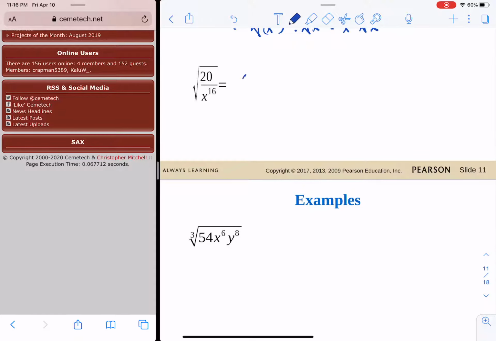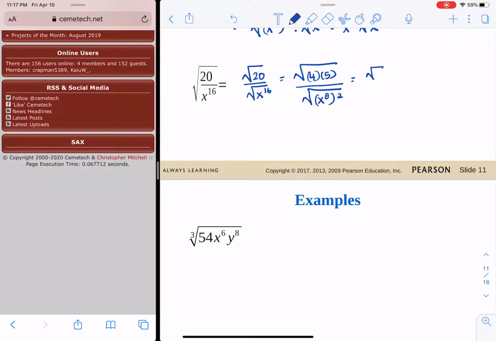In the next problem, first let us split the numerator and the denominator because they are under the common root, which is the square root. Could we write 20 in terms of a perfect square? We could write it as 4 times 5. Is the denominator a perfect square? Indeed. I could write it as x raised to 8, raised to 2. 8 times 2 would give us 16.